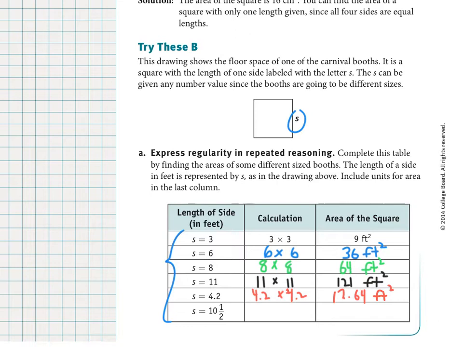And lastly, 10.5. 10.5 times 10.5 should be a little over 100, right? Let's see what we got. 110.25. And again, area is always a squared unit, so square feet. All right, so the area of a square is just like a special rectangle. The length and width are equal, so it's a number times itself.